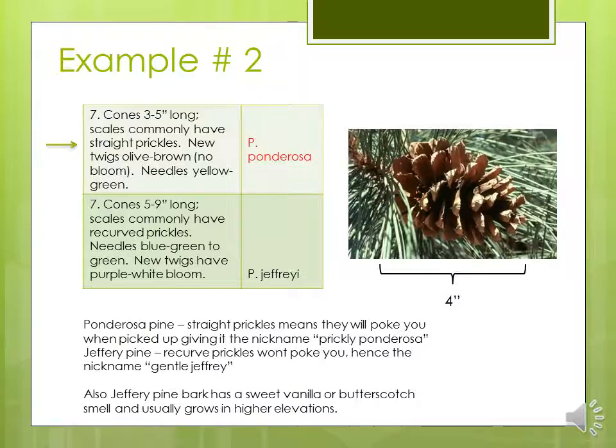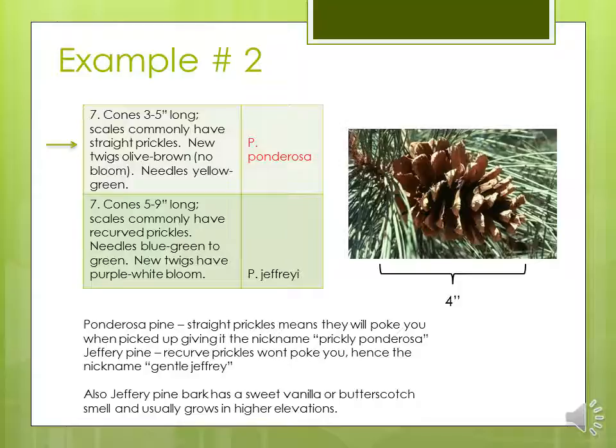On number 7, our cones are 4 inches, this particular cone is 4 inches long, so that's in the 3 to 5 inch long category. And the scales do have straight prickles on them, meaning the prickles stick out. And when you grab the actual pine cone, it will most likely poke your fingers. So this would fit under ponderosa pine best.